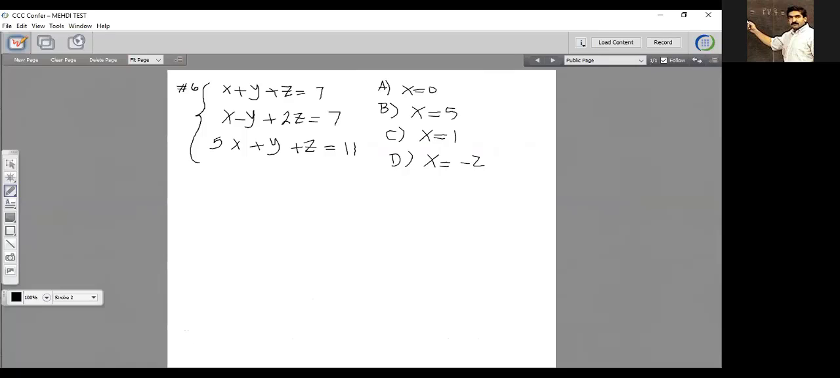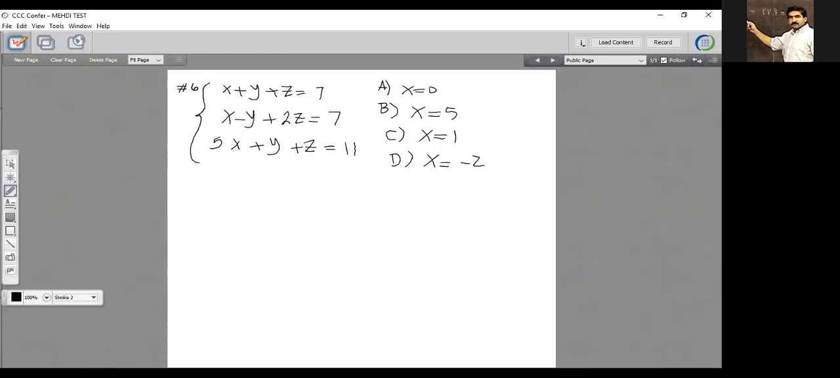Okay, here we have 3 equations and 3 unknowns. We want to solve for x. So in this case, you can pick the first 2 equations and eliminate 1 variable, and then pick the last 2 equations and eliminate the same variable. And in this case, since we're solving for x, we don't want to eliminate x.